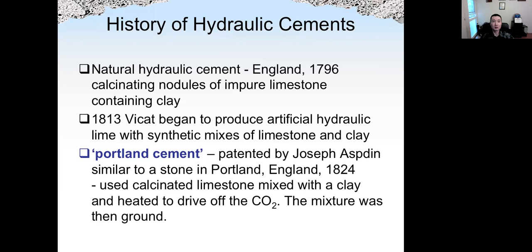So modern cement is called Portland cement. It was patented in 1824 in England, by calcinating limestone, also with clay. For cement, remember two major components. We need limestone and clay.